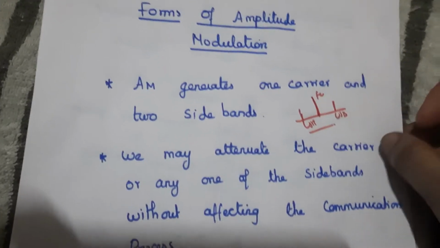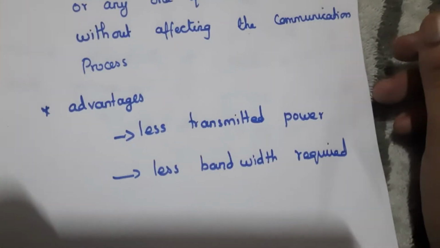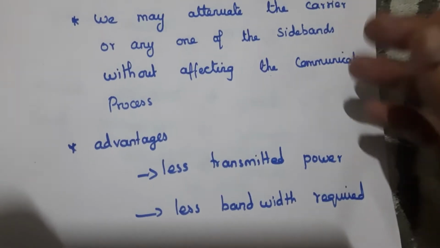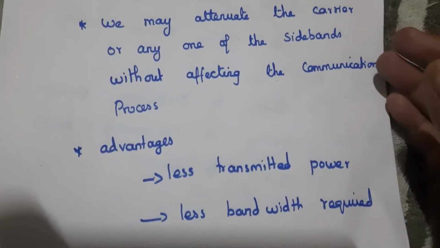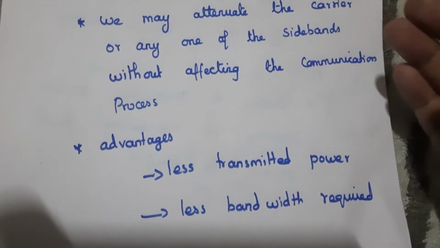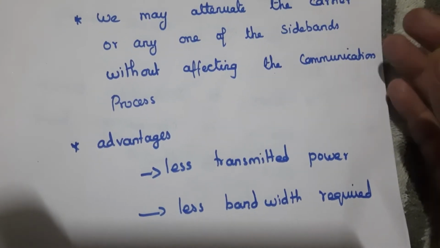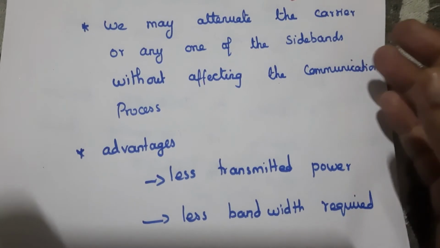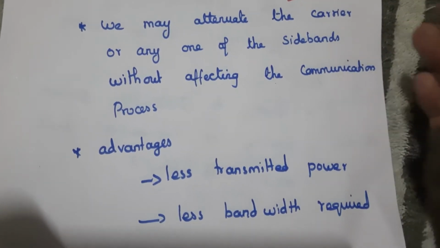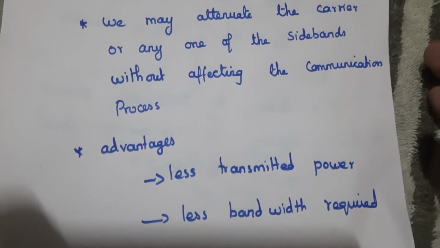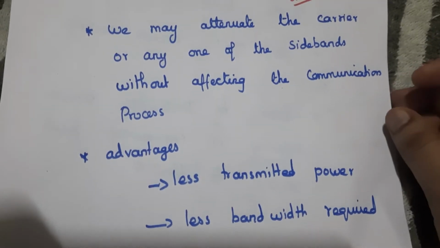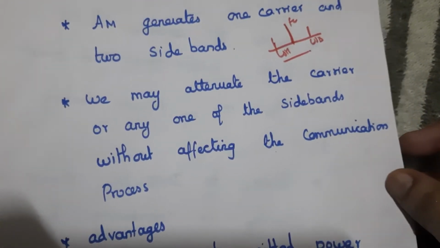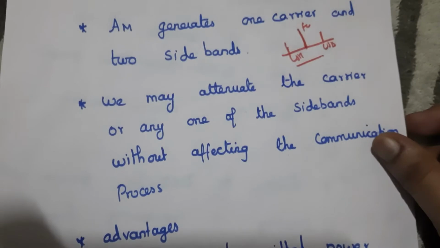So the advantage of this: by eliminating the carrier or a sideband, we can transmit less power, and we also use less bandwidth. If we reduce the bandwidth, we can multiplex a larger number of signals. So this is the main advantage of eliminating the carrier and any one of the sidebands.